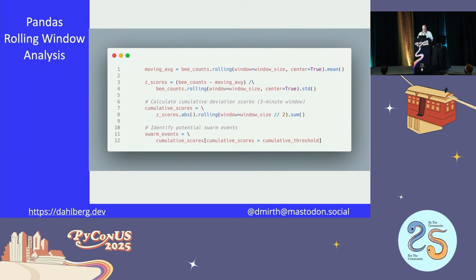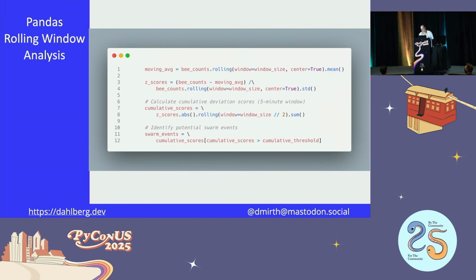Luckily for me, Pandas actually has a moving average function since it is so widely used in biological systems and financial markets. First, the moving average is calculated over a given window size. Then the z-score is calculated, which is how far the bee count differs from the standard deviation of the moving average. A positive number means an increase in the number of bees at the entrance. A negative number means that there is a decrease in the number of bees.